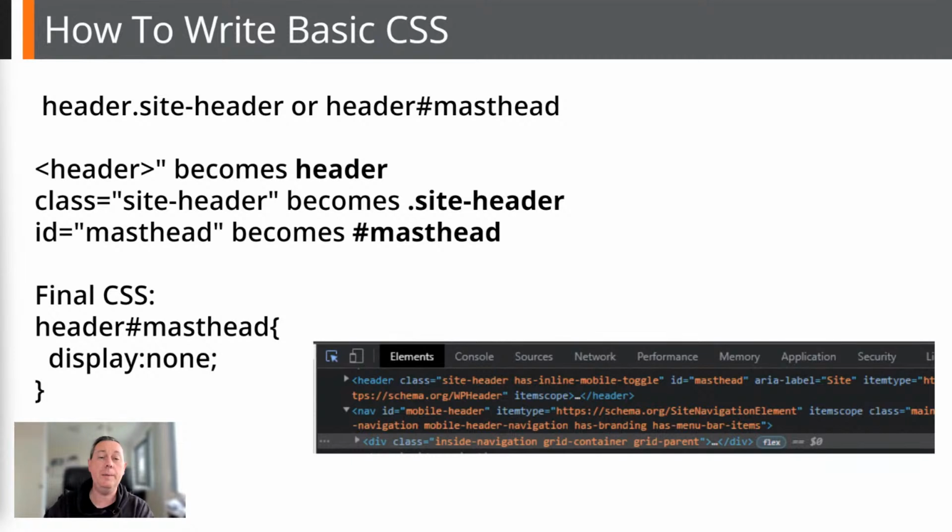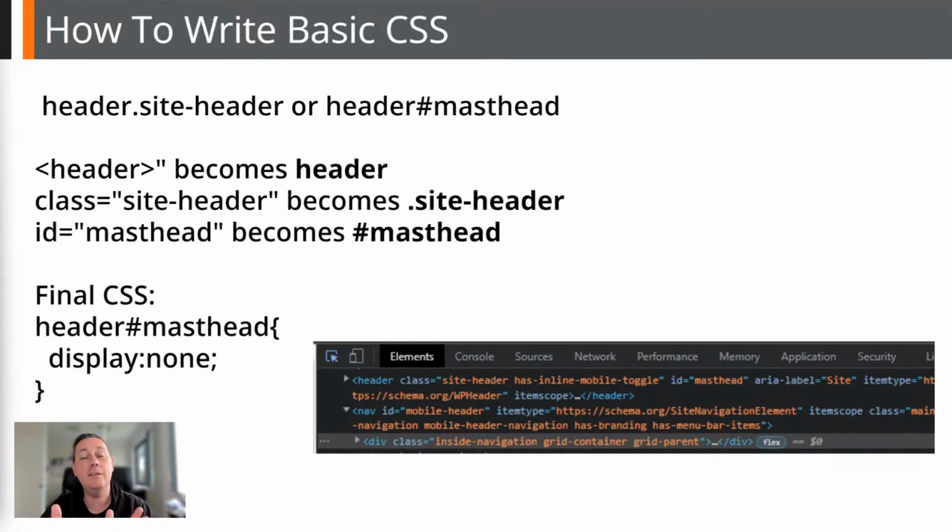So here's just a summary of what we've been talking about. In the CSS, how to write the basic CSS. So we're looking at header. We could use header.siteHeader or header#masthead. So in general, when we're looking at the HTML code, the elements, which are the ones in angle brackets, we just use their name in the CSS code.